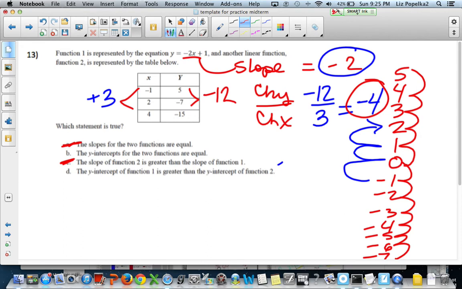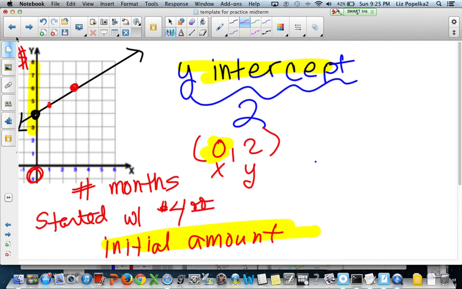So remember that the y-intercept, because now we got to narrow it down between these two. It says the y-intercept for the two functions are equal, or the y-intercept is greater for function 1 than it is for function 2. How do we figure out the y-intercept? Remember that your y-intercept is the same thing as your initial amount, and your initial amount is whatever your y value is if your x value is 0.